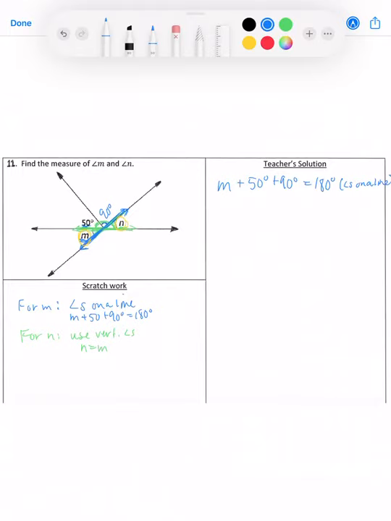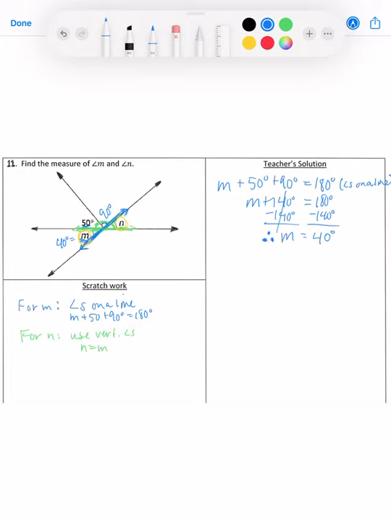I'm going to solve it for M so that we can use it later for N. 50 and 90 makes 140. Subtract 140 from both sides. Those will cancel out. M is equal to 40 degrees. That's one of the things that we're looking for, so we're going to put therefore in front. Make sure you put those 3 dots. And we can go ahead and write that in our figure so we can use it for N.